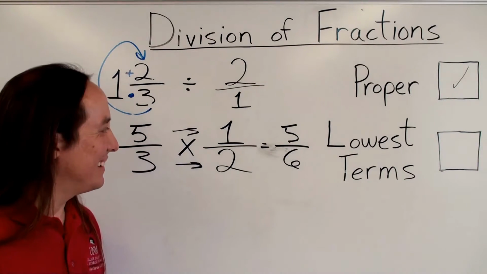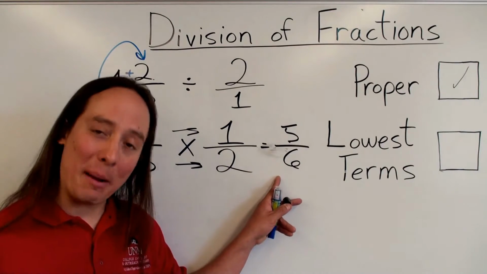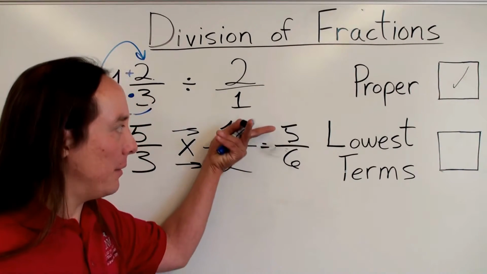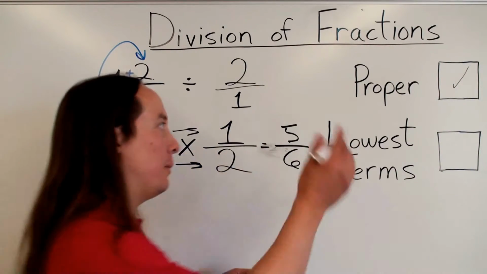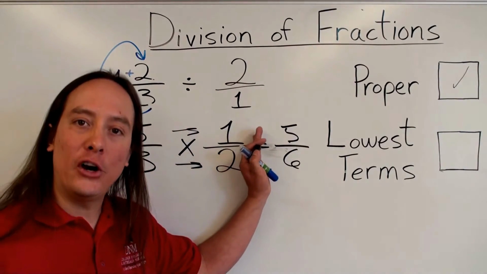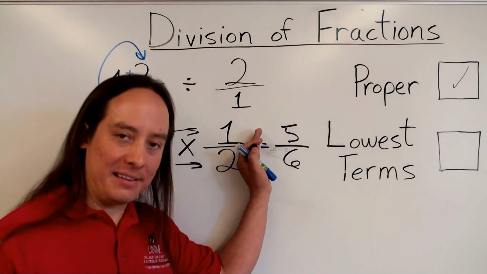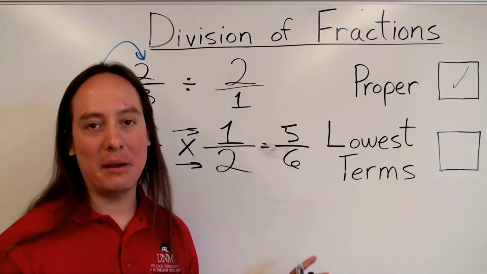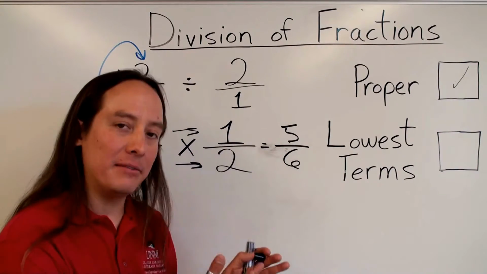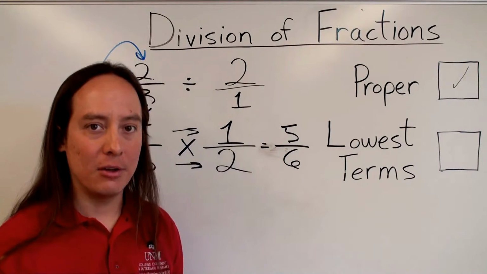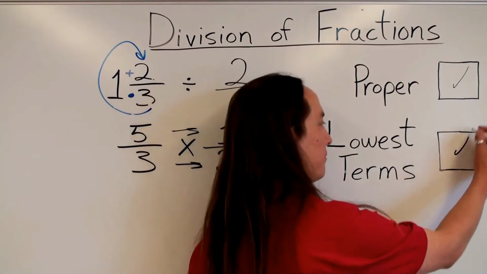Okay. Is the 5/6 proper? Yes, it is proper because 5 is smaller than 6. So, well, we already got to check. Is it in its lowest terms? Yeah, it is in its lowest terms. They can't be reduced by the same number. The 5 and the 6 can't be divided by the same number. So, that's it. Lowest terms.